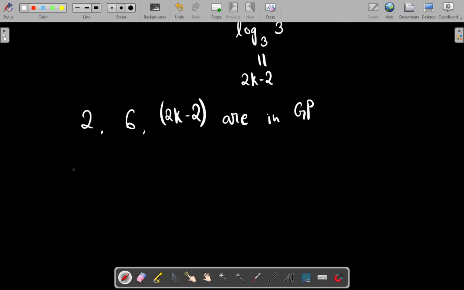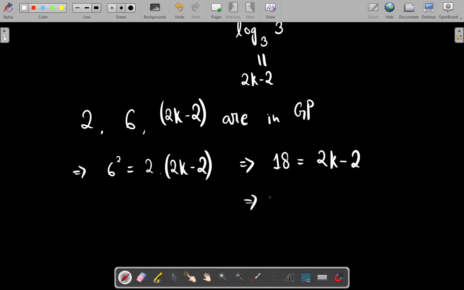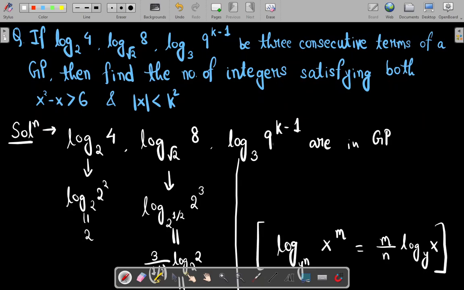So this implies that the square of the middle term, that is 6 square, will be equal to the product of the other two terms, 2 times 2k minus 2. So from here, this is 36, 36 upon 2 becomes 18. So 18 will be equal to 2k minus 2. So this implies k will be equal to 18 plus 2, which is 20, 20 upon 2, so k is 10. Okay, so we have found the value of k. K is equal to 10 here.